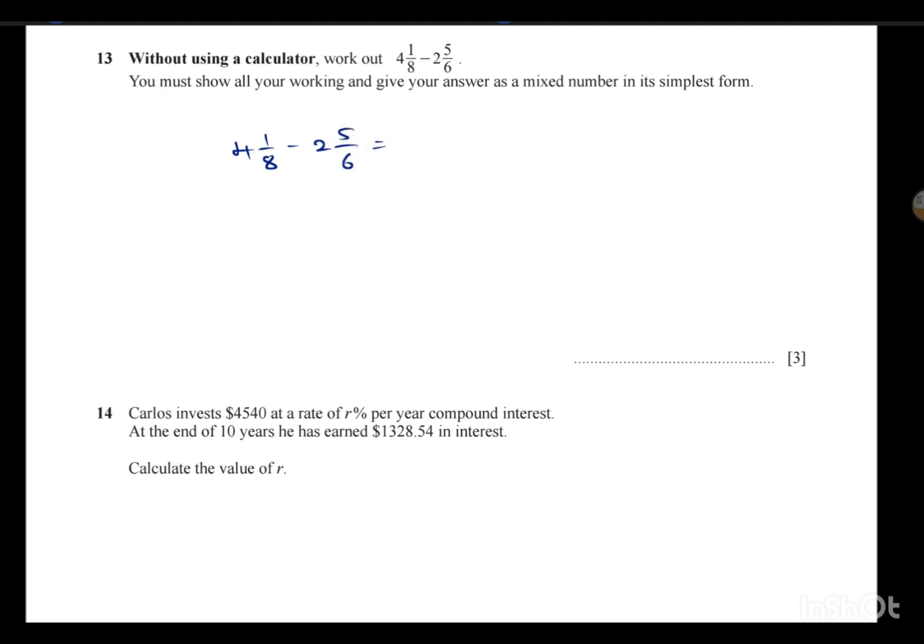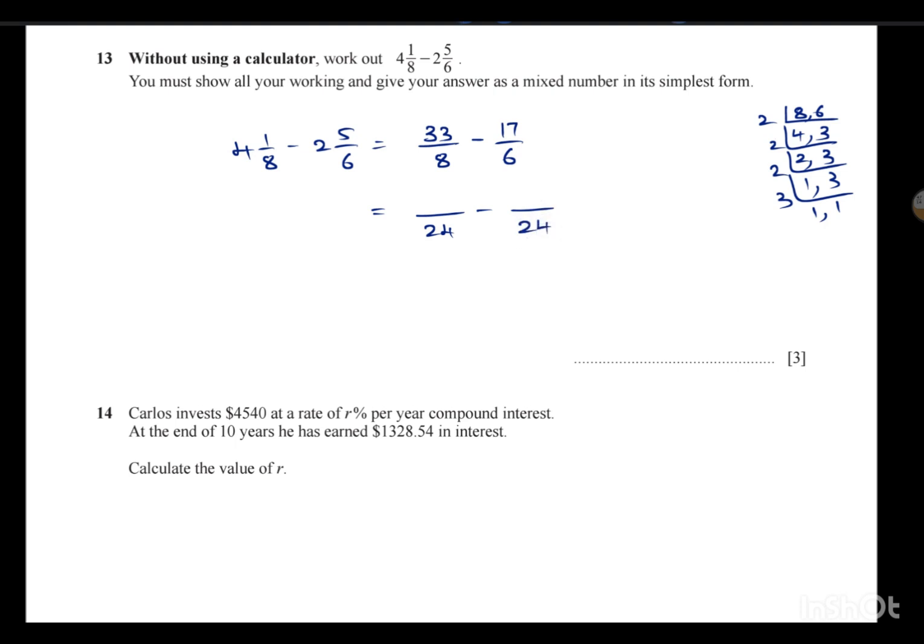4 multiplied by 8 is 32. 32 plus 1 is 33 by 8. Minus 2 multiplied by 6 is 12. 12 plus 5 is 17 by 6. Find out the LCM of the denominators. 2 times 4 is 8, 2 times 3 is 6, 2 times 2 is 4, 3 as it is, 2 times 1, 3 as it is, and 3 times 1 and 1. LCM is completed. 2 into 2 into 3, 2 is 8, 8 into 3 is 24. So the denominator has to be 24 for both fractions.